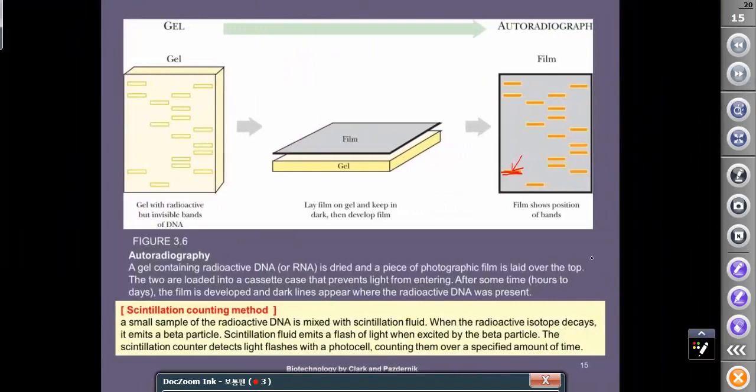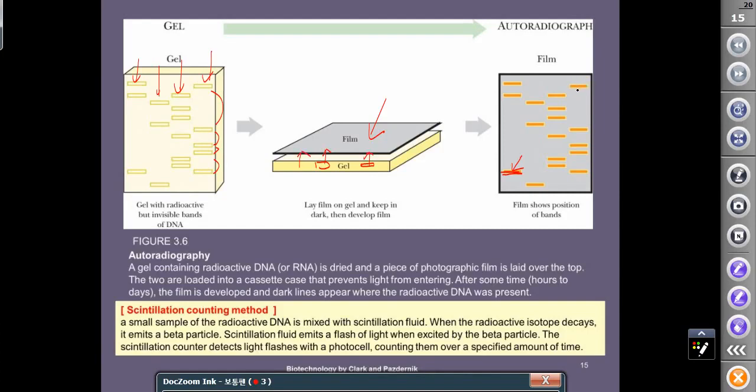So after labeling, the labeled DNA fragments are run on the electrophoresis. So you can see, as we observed before, you get lots of different fragments here. And then after finishing that electrophoresis protocol, you place a film on top of the gel, and you keep it in the dark, and the bands embedded in the gel move toward the film.